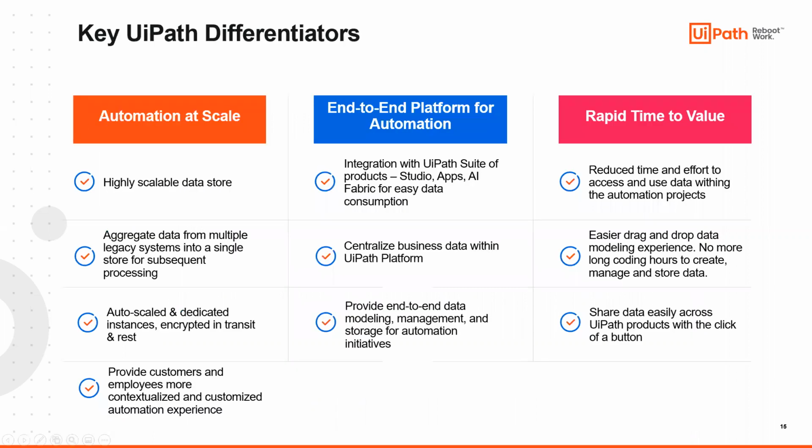Talking about the key differentiators, first of all, the data service is highly scalable. It is very secure because the data is encrypted both in transit and at rest, and it can also provide a more contextualized automation experience. When I say contextualized, I mean that if you have multiple things running and you want to maintain a single source of truth, data service can be your way to go.